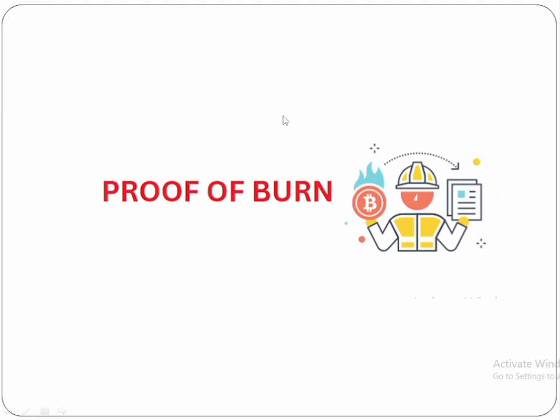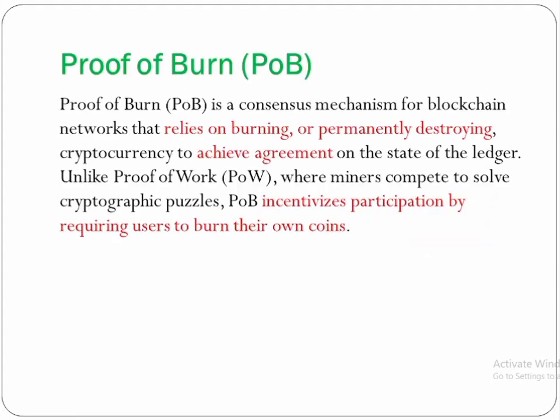In this video, we will learn about the proof of burn consensus mechanism in blockchain technology. Proof of burn is a consensus mechanism for blockchain networks that relies on burning or permanently destroying cryptocurrency to achieve agreement on the state of the ledger. In the case of proof of work, miners compete to solve puzzles. But in proof of burn, participation is incentivized by requiring users to burn their own coins.